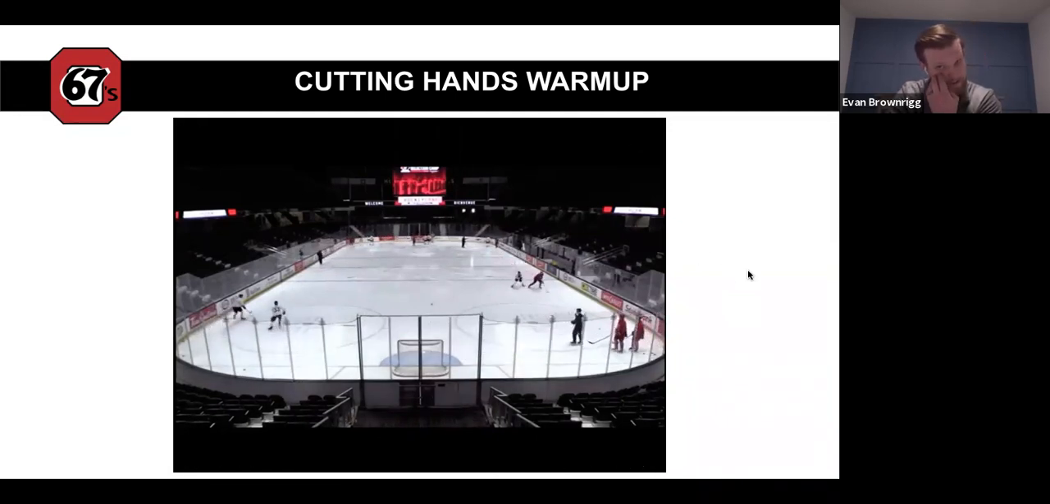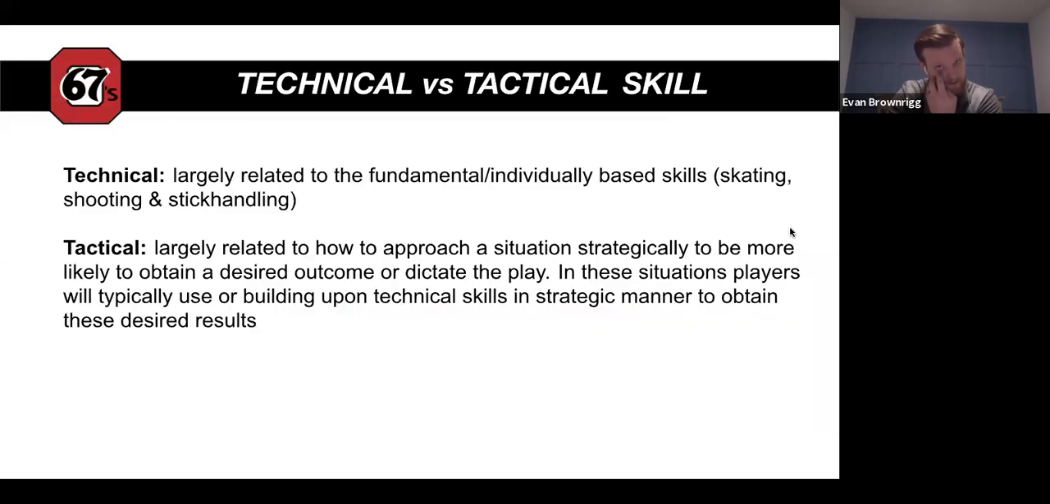So just summarizing things here, technical versus tactical skill development. There's a lot of crossover between the two. I mean, skill is skill. But technical to us is largely related to the fundamental or individually based skills. So it's your skating, your shooting, your stick handling, where your tactical is largely related to how to approach a situation strategically to be more likely to obtain a desired result or to dictate the play. These situations typically build upon technical skills in a strategic manner to attain these results.